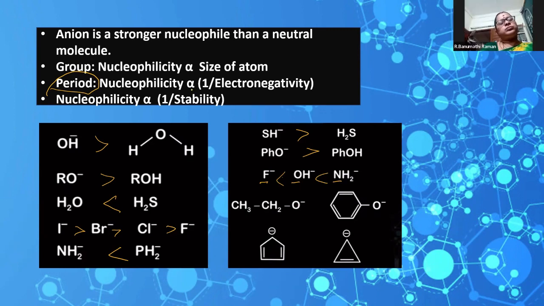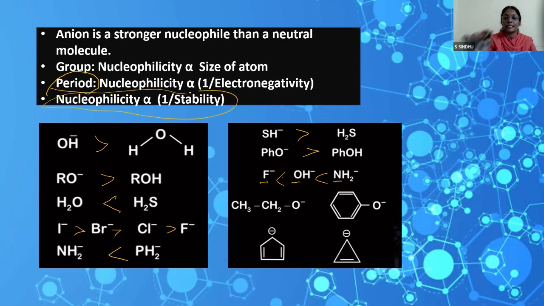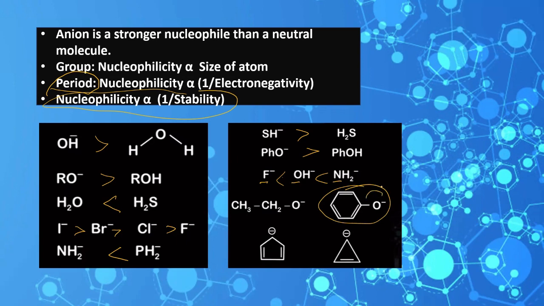That relates to the last point here: nucleophilicity is inversely proportional to stability. So if it is more stable, it is not a good nucleophile. CH3CH2O minus, the first one will be a better nucleophile, because aromatic compounds are stable by resonance. This will be a better nucleophile because this is a stable species. It will not tend to move and attack. It's stable by itself.